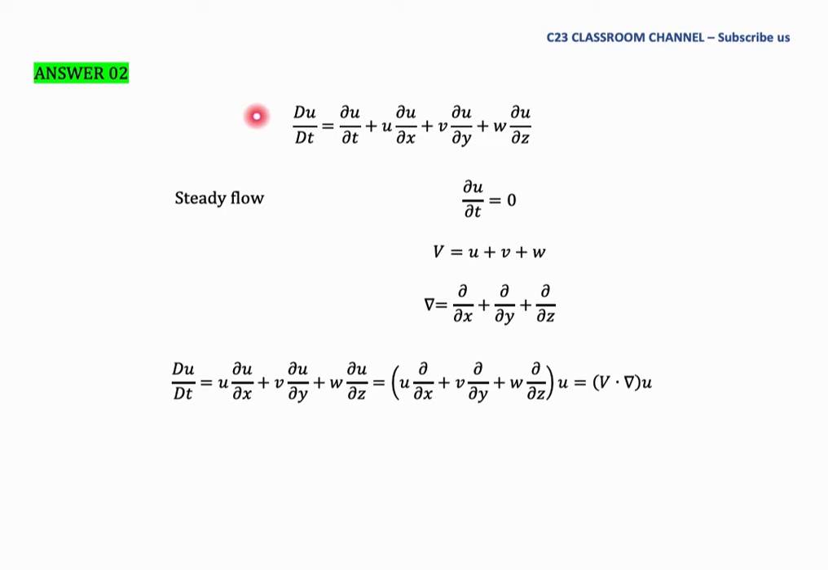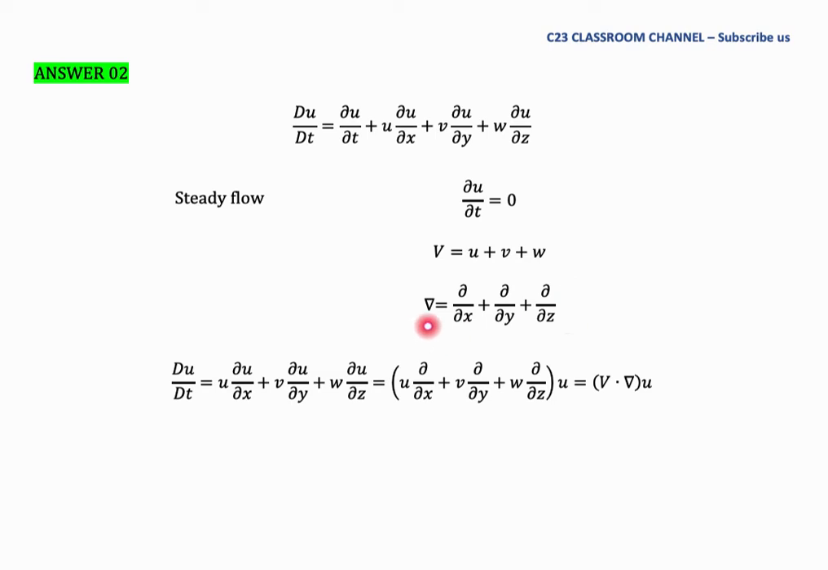We have Du/Dt equal to ∂u/∂t plus u ∂u/∂x plus v ∂u/∂y plus w ∂u/∂z. And because we assume that this is a steady flow, we take ∂u/∂t equal to 0. And we know that the capital V here is the resultant of velocity. It consists of u plus v plus w.